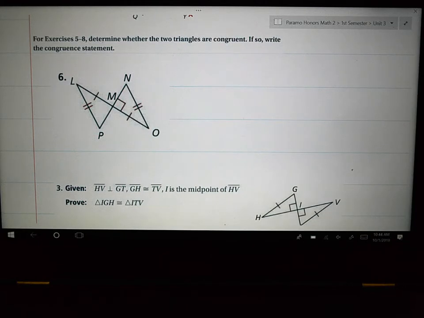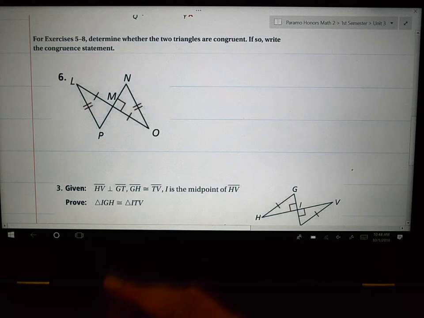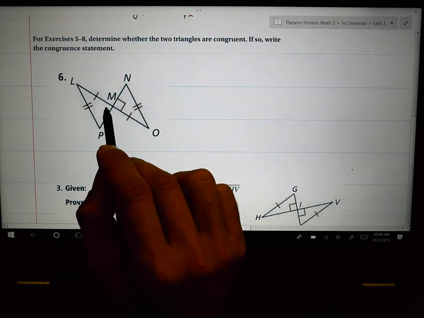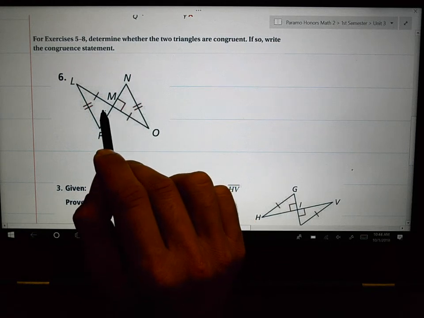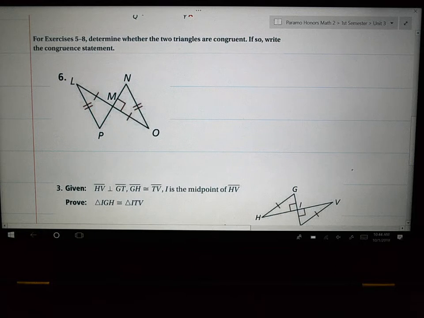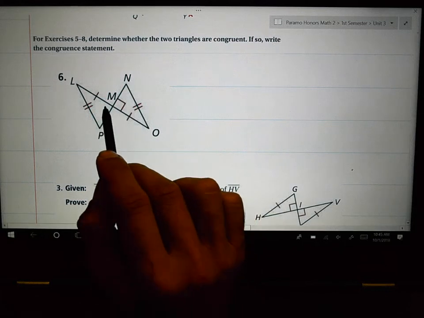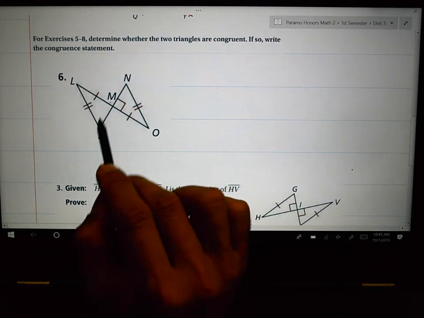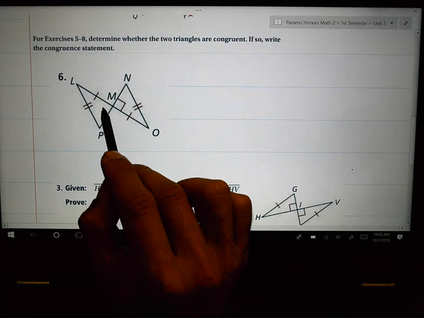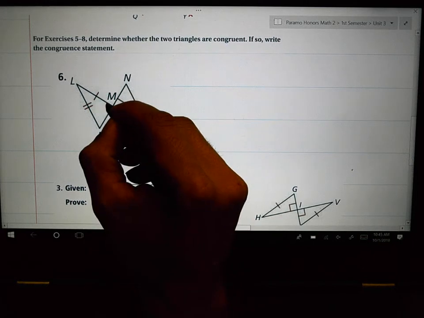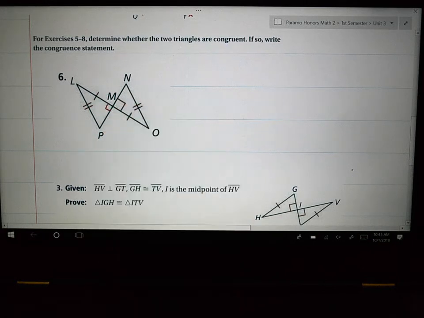I look at number 6. I have this as a right angle, but it doesn't have over here anything. I'm hoping you know about vertical angles, that the vertical angles are always congruent. If the vertical angles are always congruent, then what does that mean that angle LMP, what does this angle have to be? You can do that because of vertical angles.